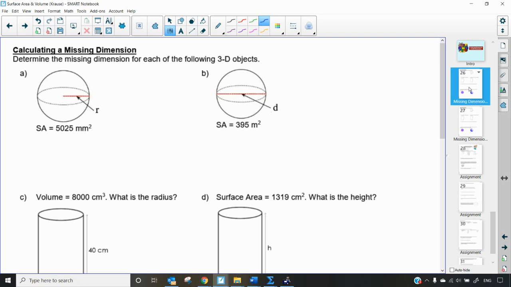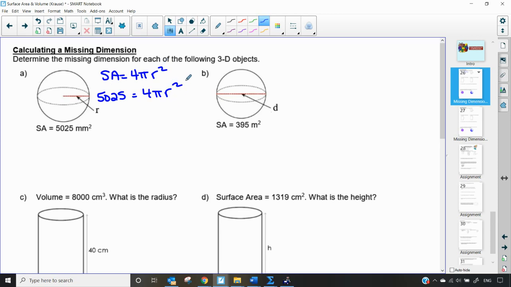for our unknown dimension. So in the first example here, we're told that the surface area of a sphere is 5,025 meters squared, and we're asked to find the radius. So we look at our formula sheet, and we know that the surface area of a sphere is 4 pi r squared. So we plug in what we know, 5,025 equals 4 pi r squared.